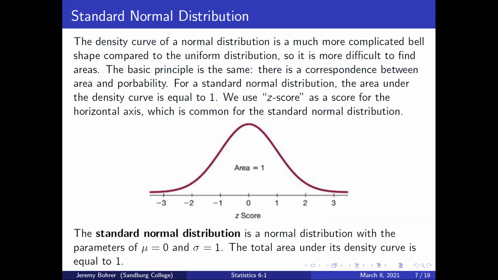The density curve of a normal distribution is a much more complicated bell shape compared to the uniform distribution, so it is more difficult to find areas. The basic principle is the same. There is a correspondence between area and probability. For a standard normal distribution, the area under the density curve is equal to 1. We use z-score as a score for the horizontal axis, which is common for the standard normal distribution. The standard normal distribution is a normal distribution with the parameters of mu equals 0 and sigma equals 1. The total area under its density curve is equal to 1.